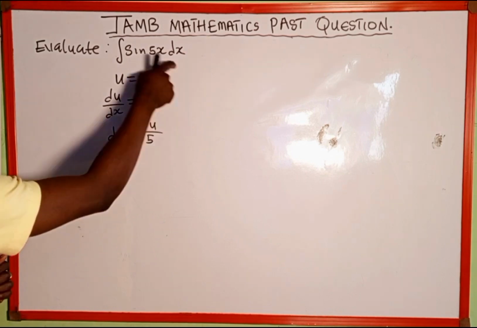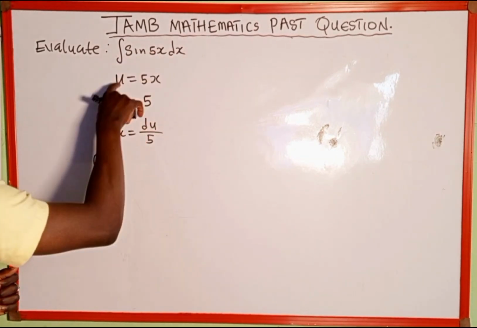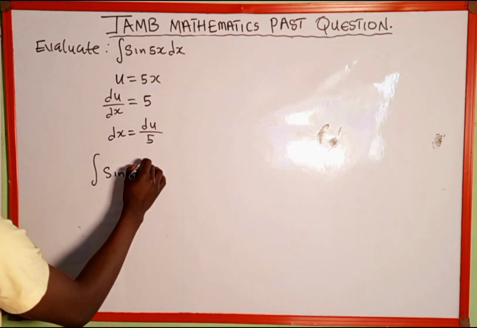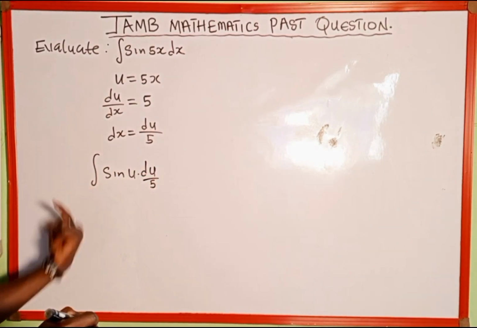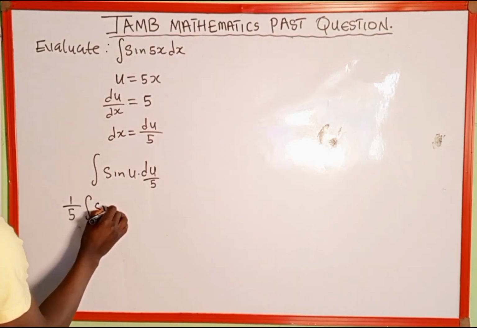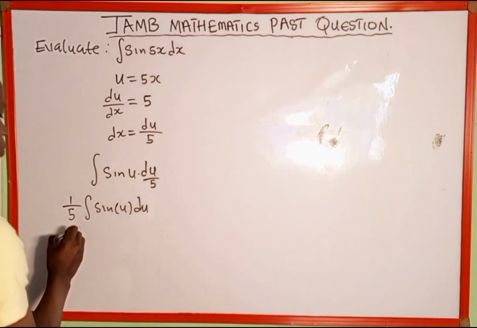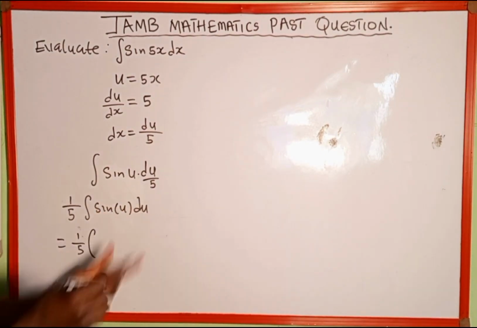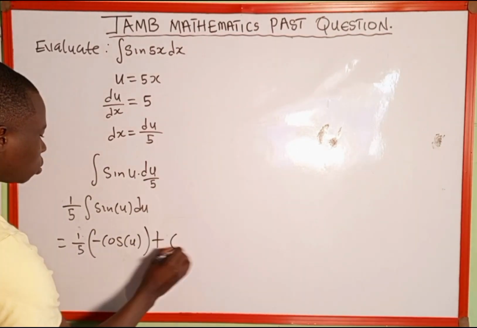Now we're going to replace it back into the equation. It's going to be what? Integral of sine. In place of 5x, we replace u. Then in place of dx, we replace du over 5. So this is going to be multiplied by du over 5. Now we're going to take this 5 outside. This is going to be 1 over 5, then integral of sine of u, then du. Now we're going to integrate sine u with respect to u. This is going to be equal to 1 over 5, and the integration of sine u with respect to u is the same as minus cosine of u, then plus integration constant.